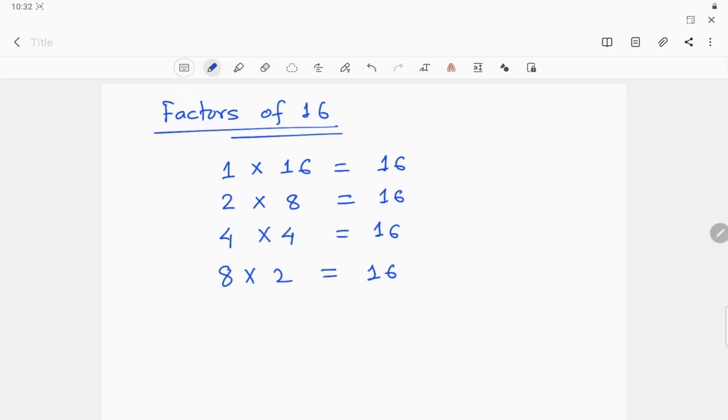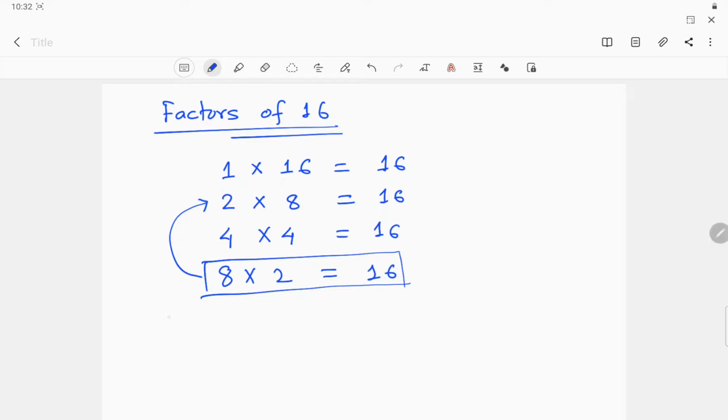But here, now you have to stop, because this I have already done. You can check 2 by 8. You are multiplying 2 by 8, you also get 16. That means you have to stop when you see that the terms of the multiplication are repeating again, so no further multiplication takes place. That means you have to stop.